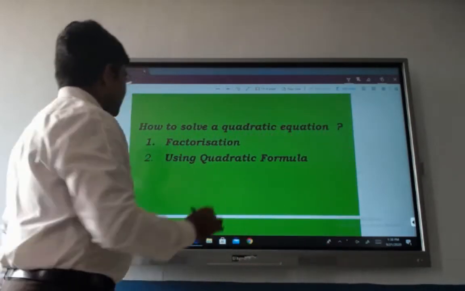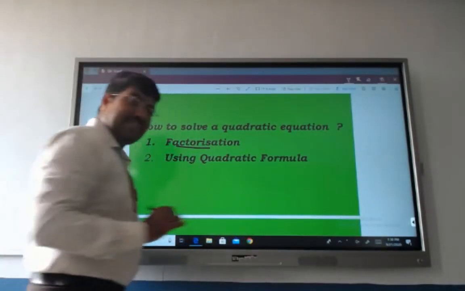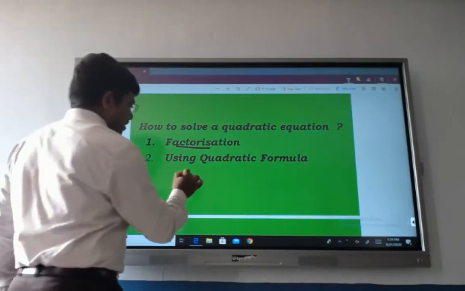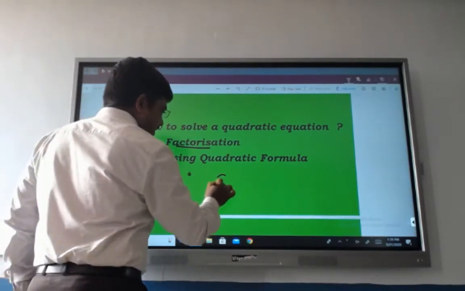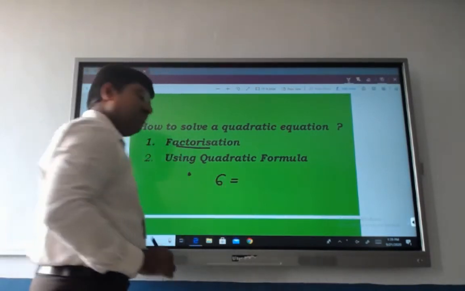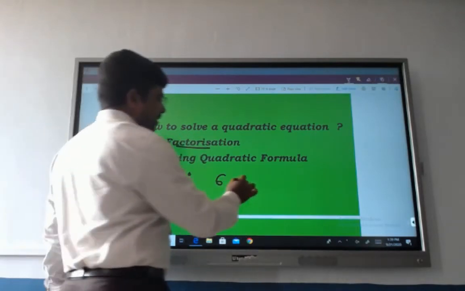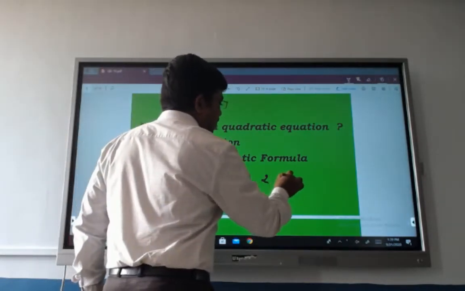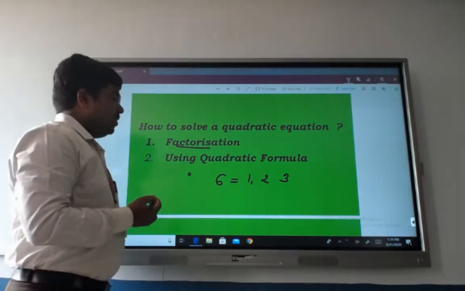So in factorization, usually what it is, factorize. For example, if you take a number 6, what are the factors of 6? Usually 1, 2, 3. These are the factors of 6.